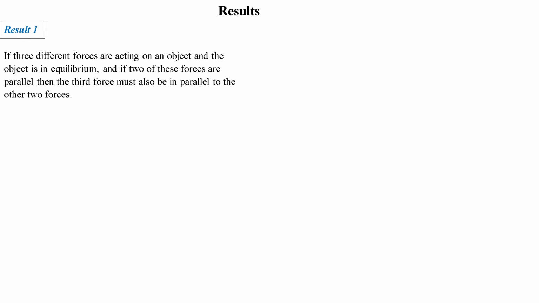Now results. Result number 1. If three different forces are acting on an object, and if the object is in equilibrium, and if two of these forces are parallel, then the third force must also be parallel, in this format here. So F1 and F2 are parallel, then obviously the third force must also be parallel, and must act in parallel and in opposite to the other two, to achieve the equilibrium.